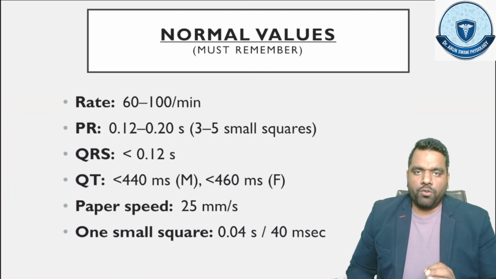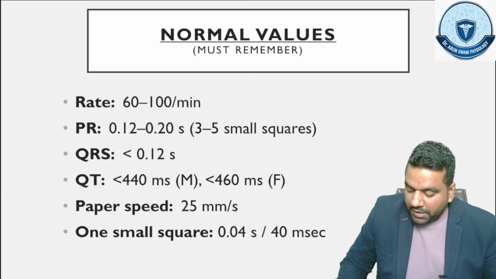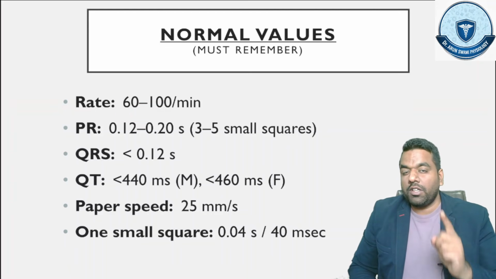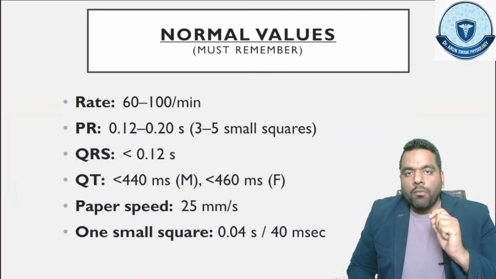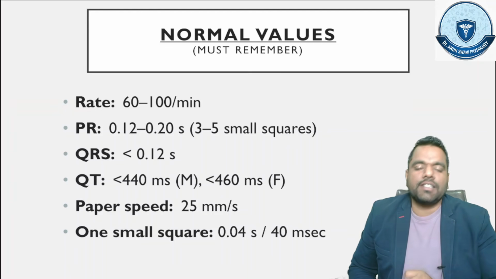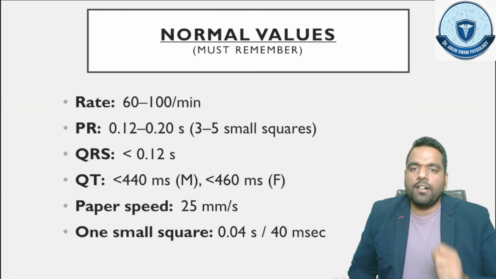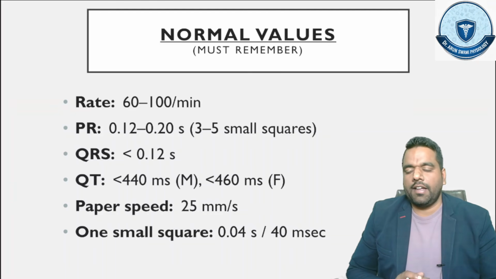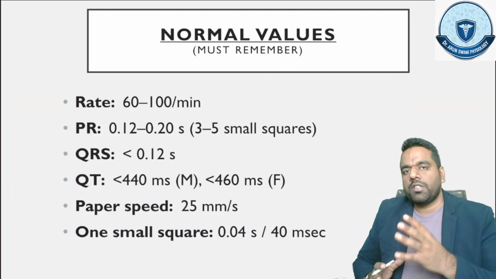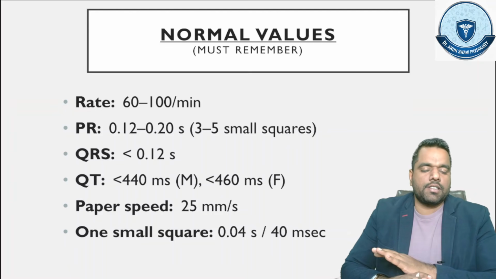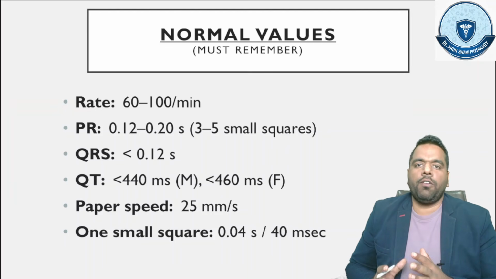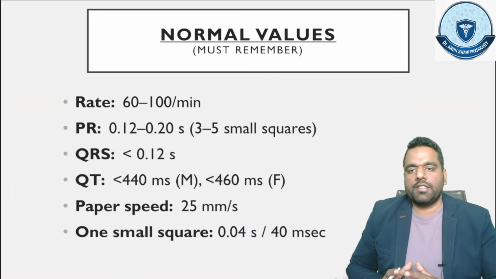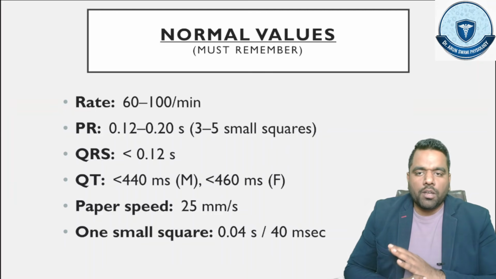Also, please remember the normal values. The heart rate is always between 60 to 100. Guys, the first mistake most students make is this: only when the heart rate is less than 60 do we call it bradycardia, and whenever the heart rate is more than 100 we call it tachycardia. If the heart rate is, suppose, 95 or 99, guys, this is an absolutely normal heart rate. This is not tachycardia. Similarly, if the heart rate is 61 or 65, this is absolutely normal. This is not bradycardia.